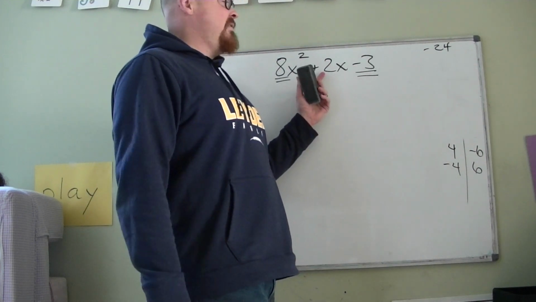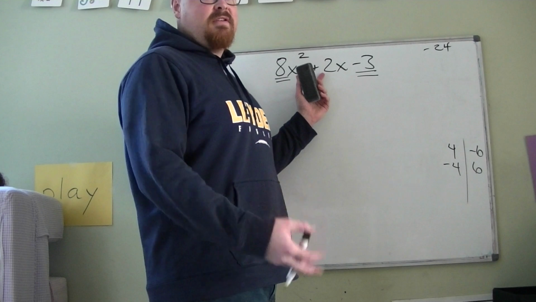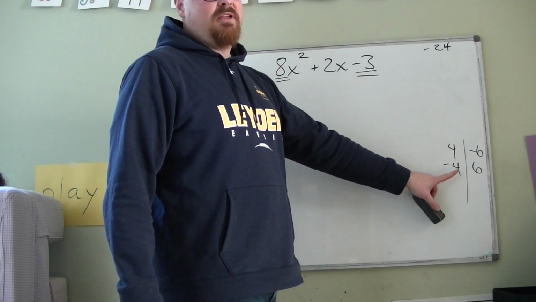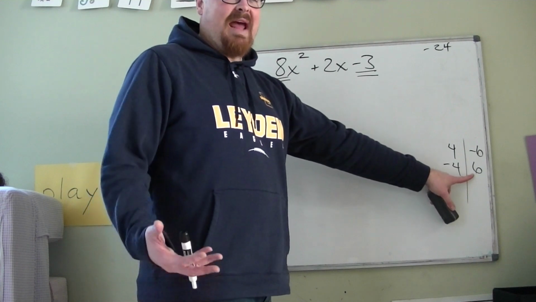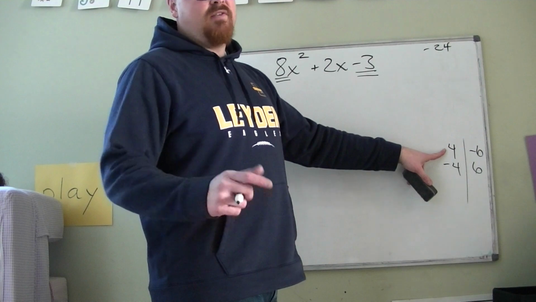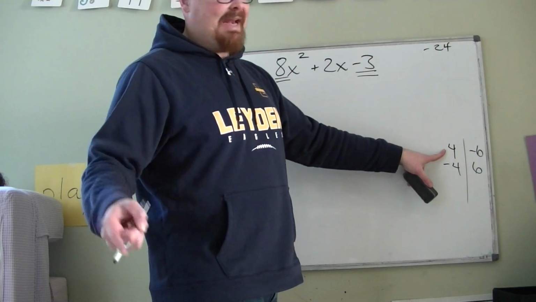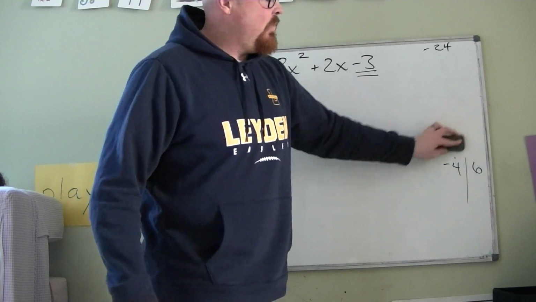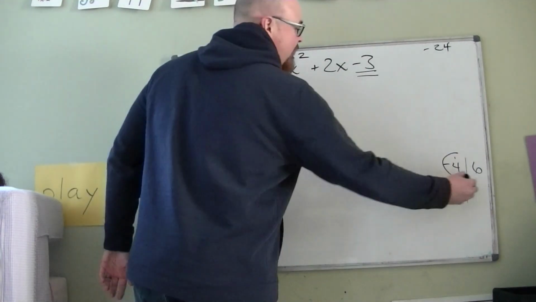Now the sum has to be positive. So if the sum has to be positive here, then I want the negative number to be smaller than the positive number when I add them. When I add two numbers, if one's negative and one's positive, whichever one is more negative, in this case this one, that's going to create a negative sum. So I don't want that. So we've got negative 4 and 6.